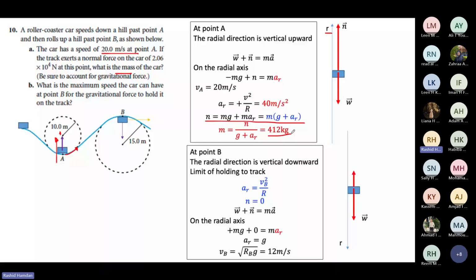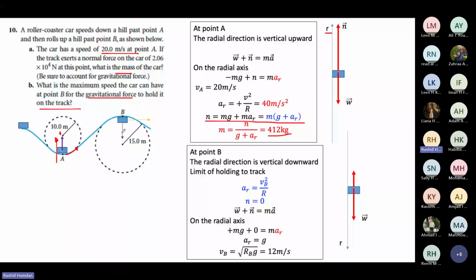Now, what is the maximum speed the car can have at point B for the gravitational force to hold it on track? If we go too fast, we have all experienced driving over a bump, and if you are going very fast, you feel as if you are flying in the air. What is happening basically is that the normal reaction below us is reduced, so we feel lighter. The force that is pushing us down now is the weight.